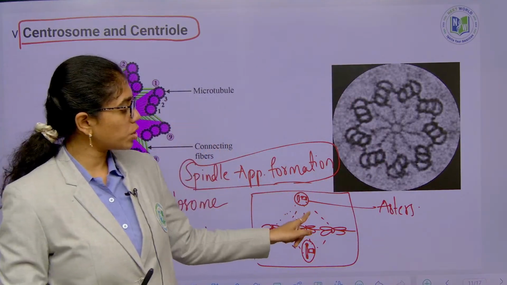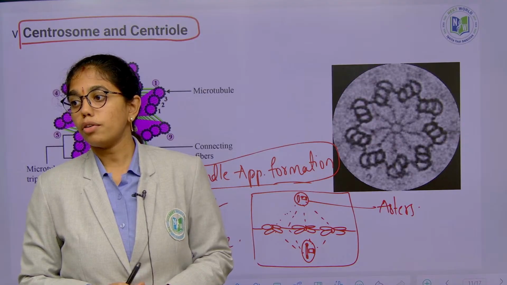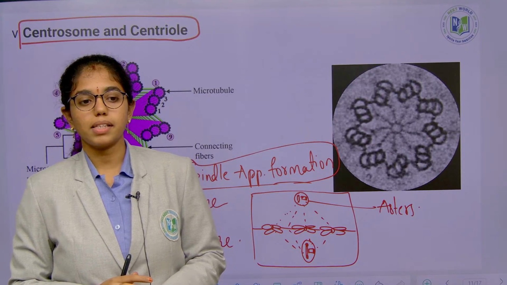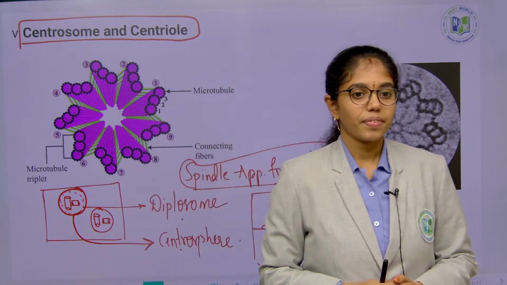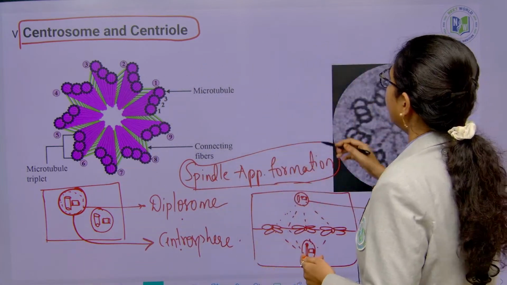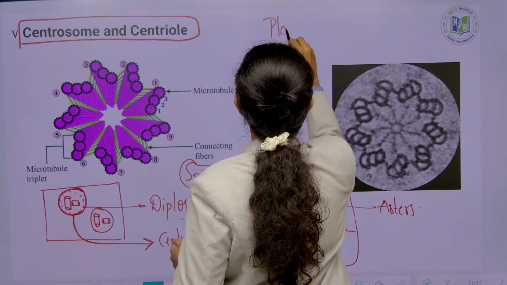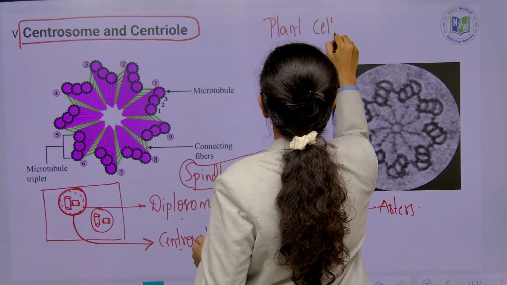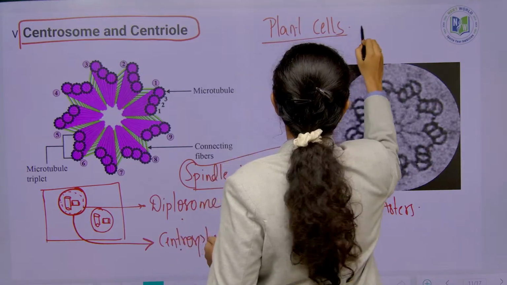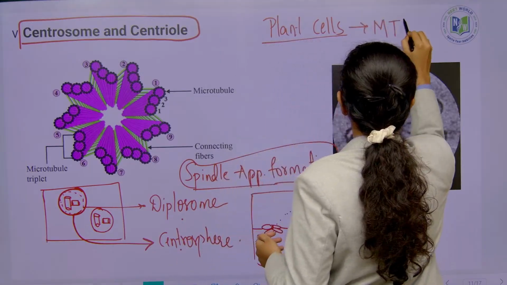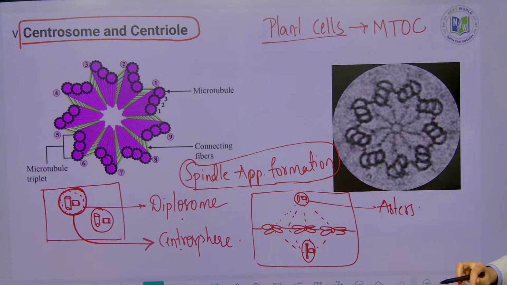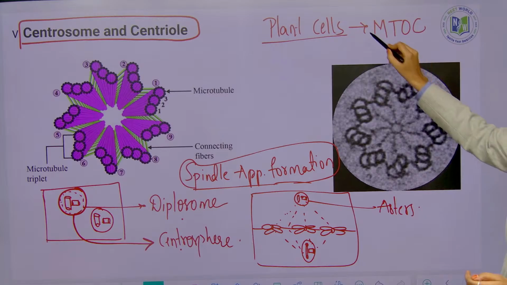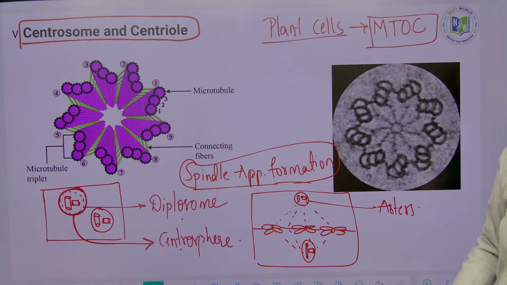Now you may get the doubt, ma'am, in plant cells centrioles are absent. Then how is this function compensated? How is the formation of spindle fibers compensated? I told you many times, if you remember, you tell me. Plant cells don't have centrioles, but they have a microtubule organizing complex, which helps in the spindle apparatus movement or formation.